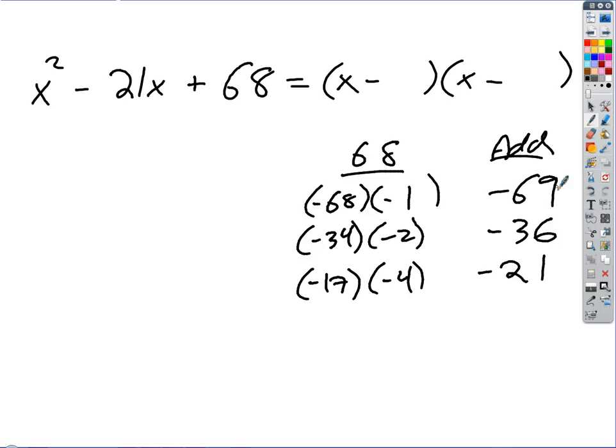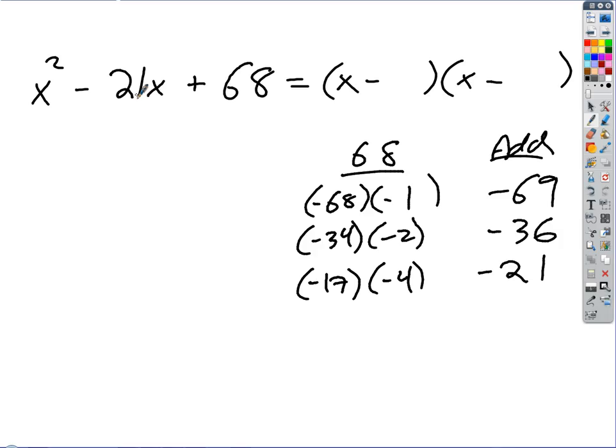Now, I probably picked a bad example because there weren't any other factors, but if I had picked a little better example, we would have seen that as these numbers get closer and closer, they add to smaller numbers. Okay, so that gives you a little hint. If this number in here is really small, what does that tell you about the two factors that multiply together?